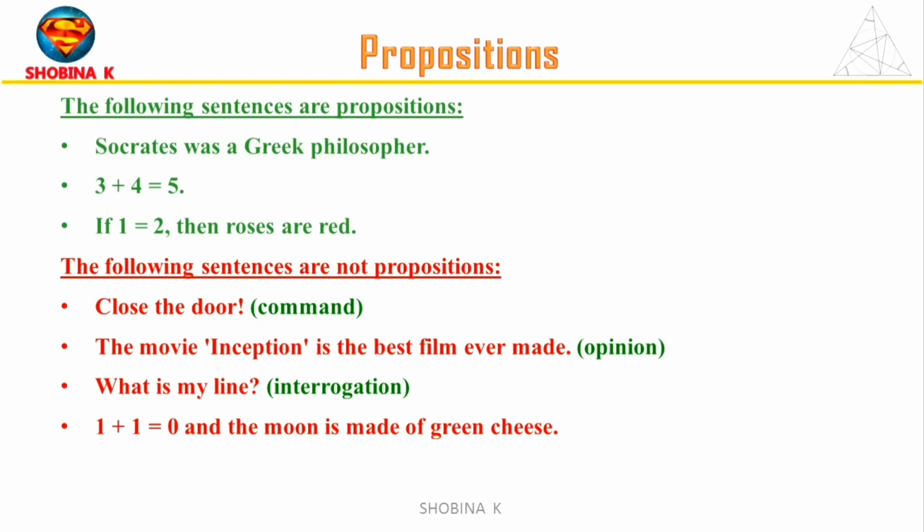And we have one more example. 1 plus 1 equals 0, and the moon is made up of green cheese. This is not a proposition because it combines two distinct statements with and. In the first part, 1 plus 1 equals 0 is a proposition which is false. But the second part, the moon is made of green cheese, is a separate statement and cannot be definitely classified as true or false in the context of logic.